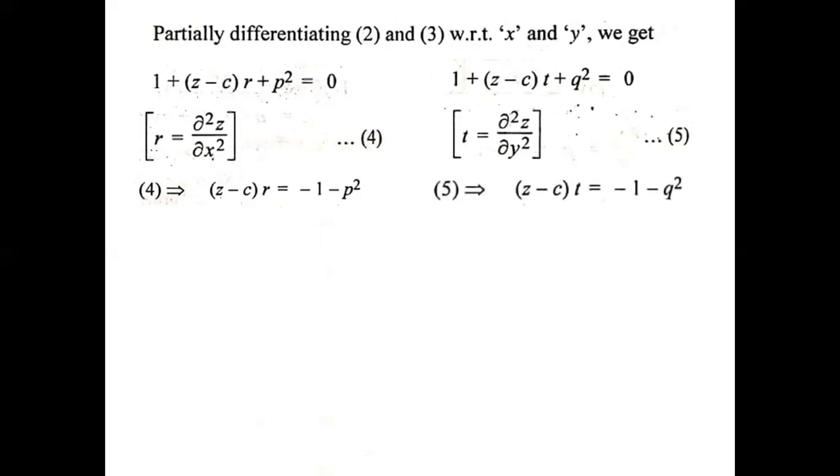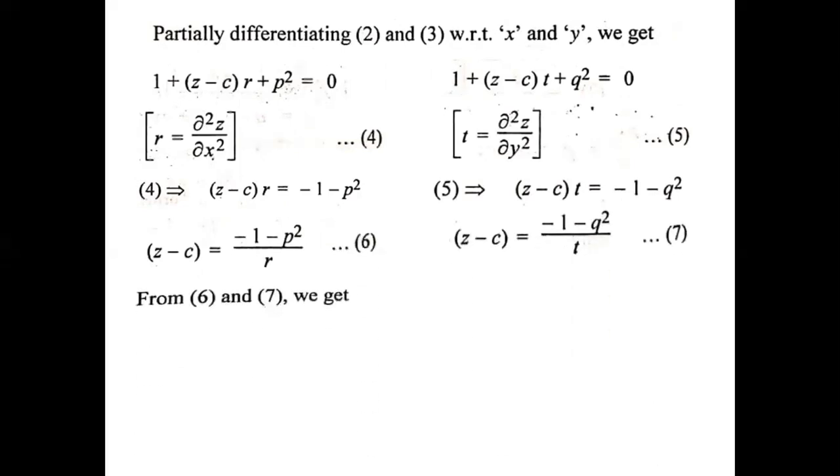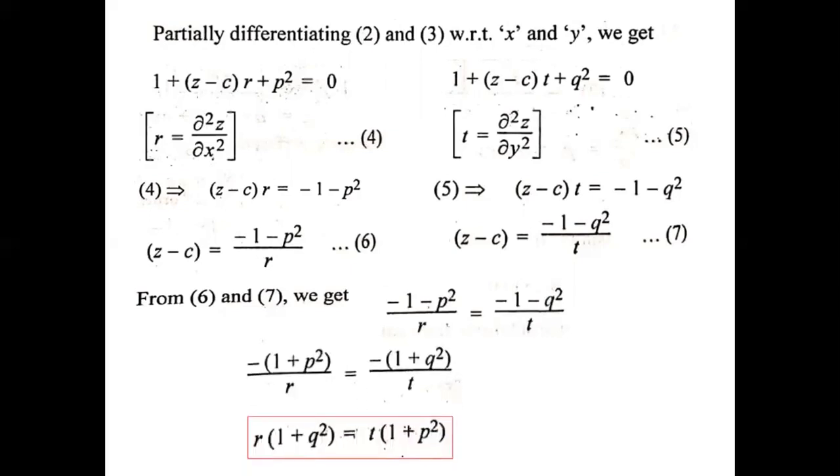Therefore, (z minus c) into t equal to minus (1 plus q square). Therefore, (z minus c) equal to minus (1 plus p square) by r. These are called our equations 6 and 7. Equations 6 and 7 are both the same, because z minus c equal to minus (1 plus p square) by r, minus (1 plus q square) by t. So both minus signs get cancelled. Then we can easily simplify to get the answer: r into (1 plus q square) equals t into (1 plus p square).